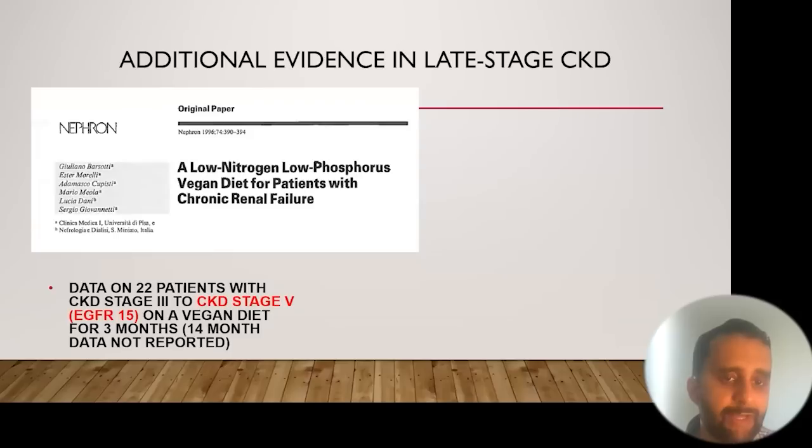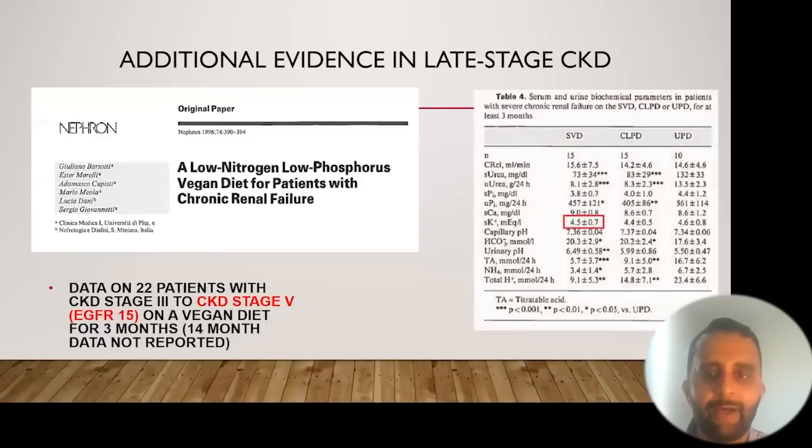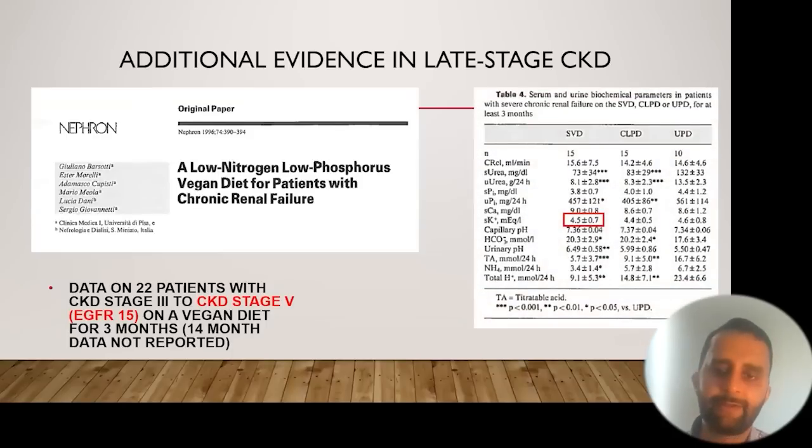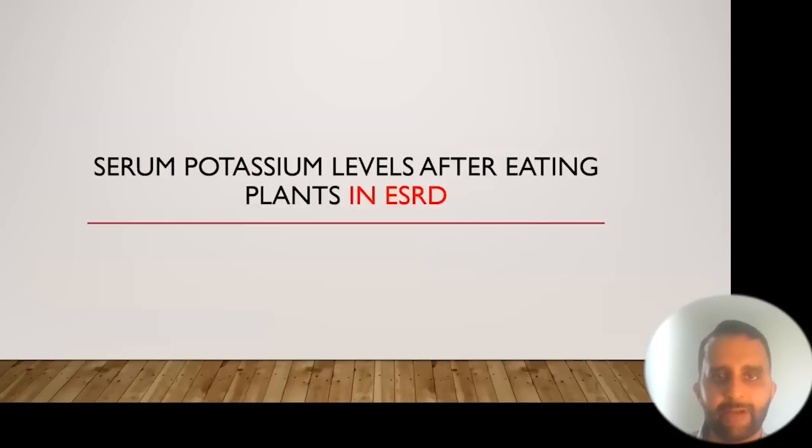Other people have looked at stage 5 kidney disease, and again, no hyperkalemia or elevated potassium levels were noted. And this older study from 1996, they published their 3-month data, but for some reason did not publish their 14-month data. And I've been unable to get this information from them. But other studies have suggested the same thing.